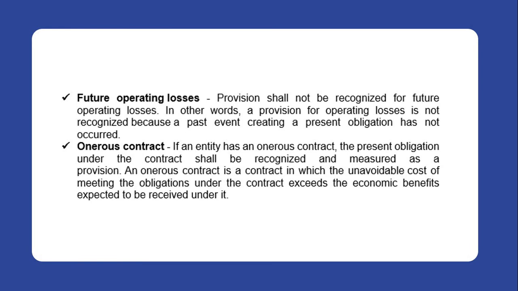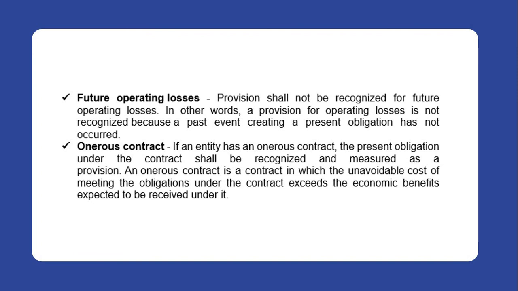Then, onerous contract. If an entity has an onerous contract, the present obligation under the contract shall be recognized and measured as a provision. So what is an onerous contract? It is a contract in which the unavoidable cost of meeting the obligation under the contract exceeds the economic benefits expected to be received under it.